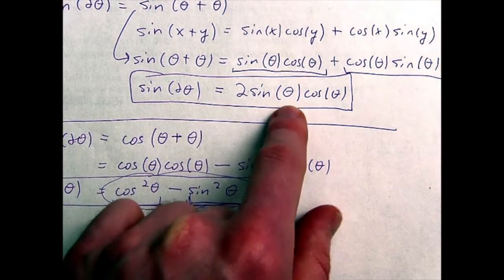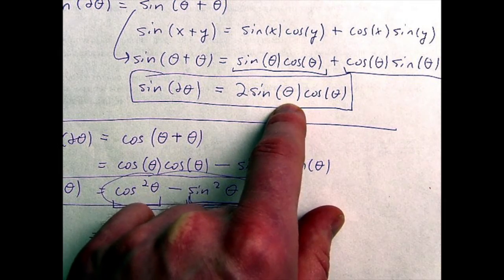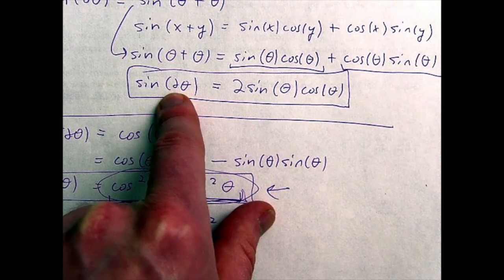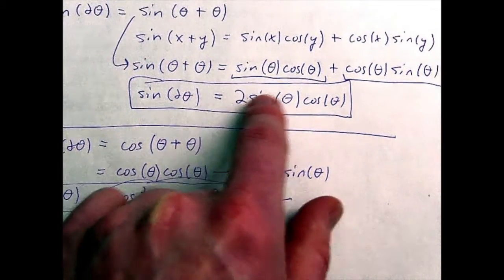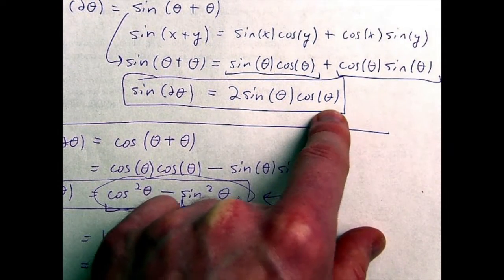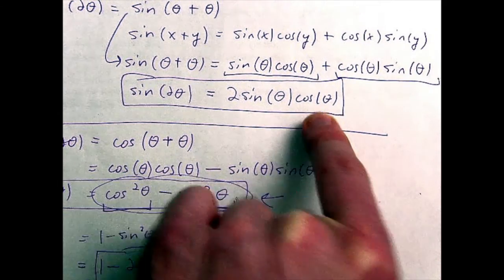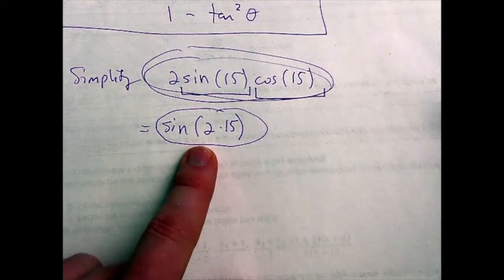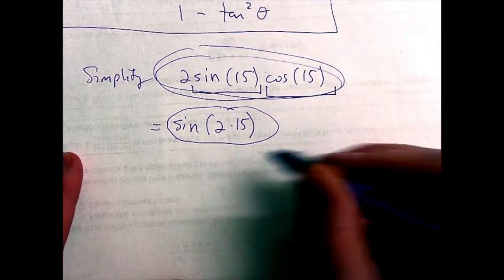If you have an expression that looks like this, then you can say, oh, that's actually just an application of the sine double angle formula, right? So if you ever wind up with anything like 2 sine blah, cosine blah, that is just an application of the sine double angle formula. You can go in this direction and say, oh, that's actually sine of twice something. So this is, in fact, sine 2 times 15.